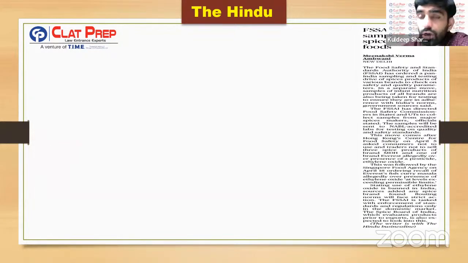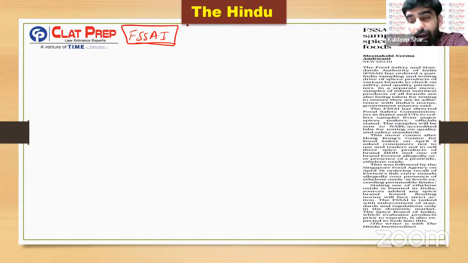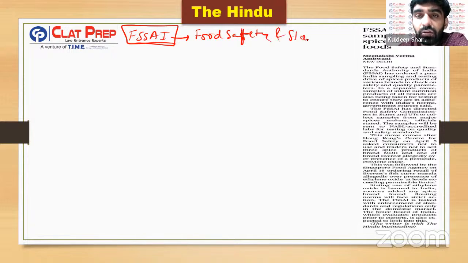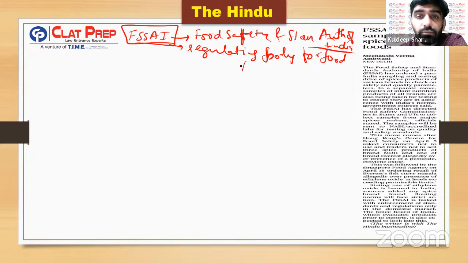Moving on from the economy page, FSSAI to test samples of spices and baby foods. In the last class, I asked you the full form of FSSAI, and many of the students replied. FSSAI stands for Food Safety and Standards Authority of India. It is the main regulating body for food items and food products in India, and it is going to test samples of spices and baby food.